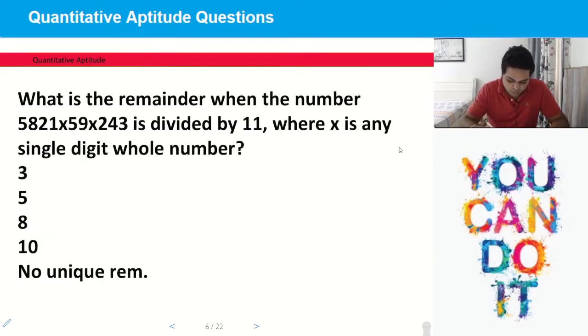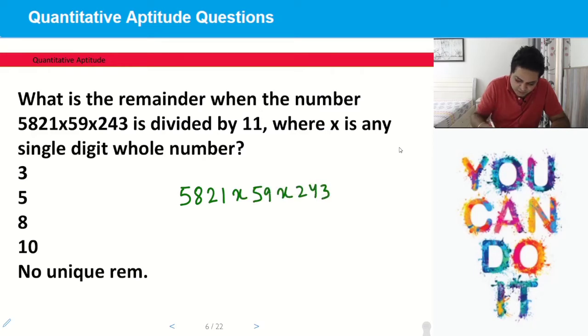Next is, what is the remainder when the number 5821x59x243 is divided by 11? So let's write these number 5821, x59, x243. Let's mark odd and even position numbers or digits, and then let's club them.